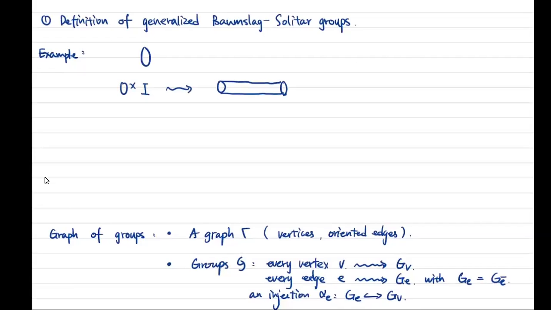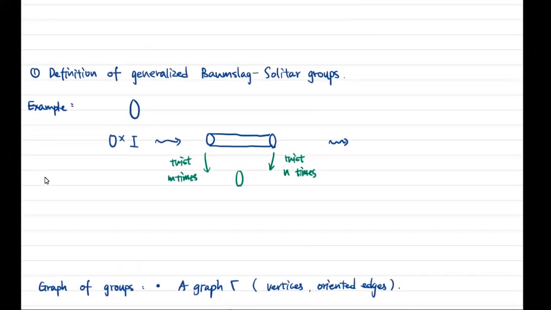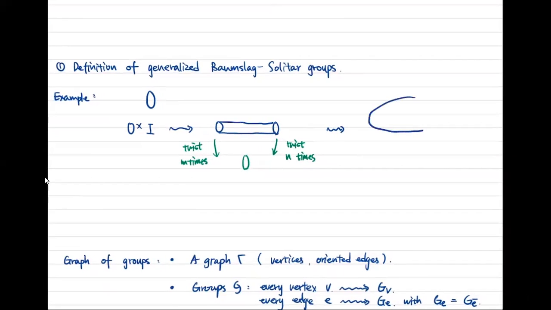Next, I want to glue this cylinder together, but not in the trivial way, because in the trivial way we will get a torus. This time, we want to glue these two circles together, but not the trivial way. For the circle on the left, we want to twist it n times. And for the circle on the right, we want to twist it n times. Then we glue these two circles together. After that, we obtain a topological space that looks like a torus, but not the actual torus. We name this topological space K.